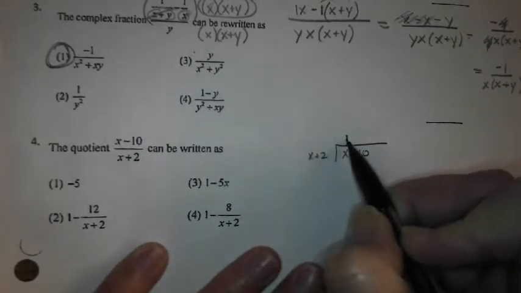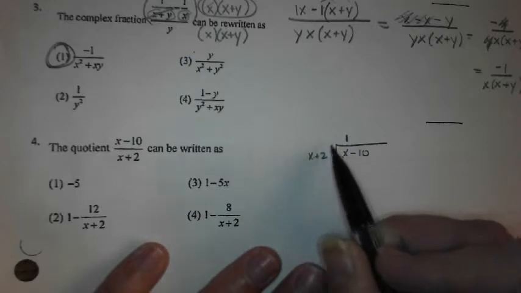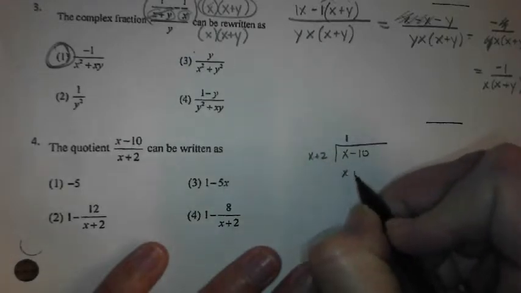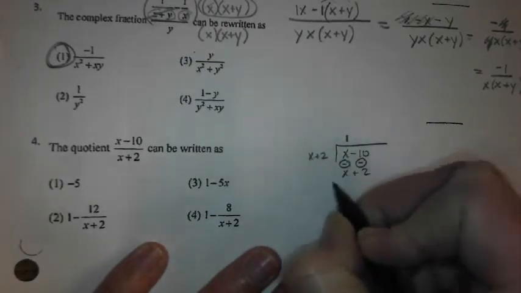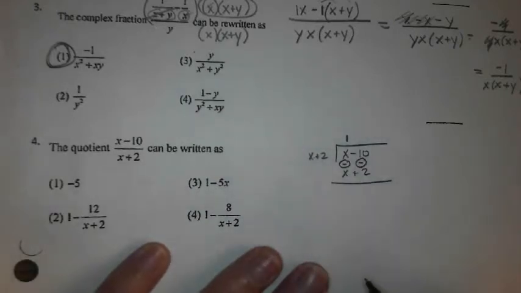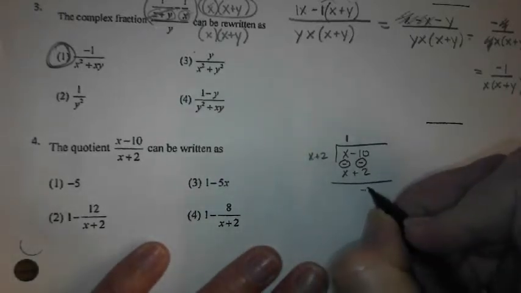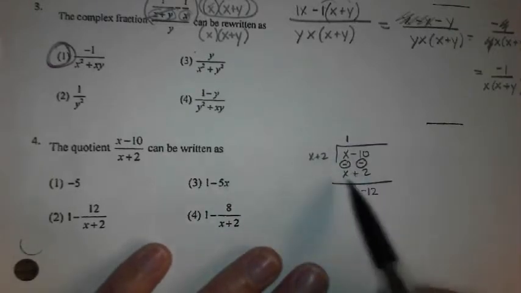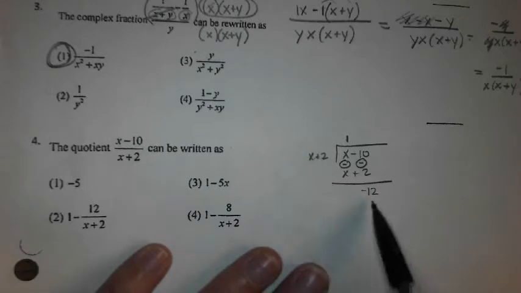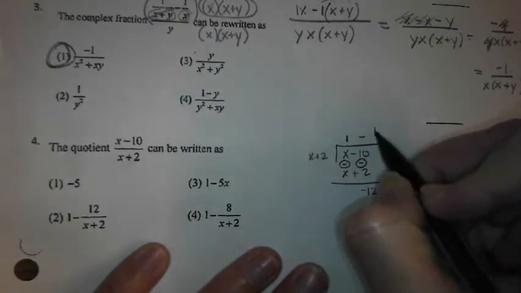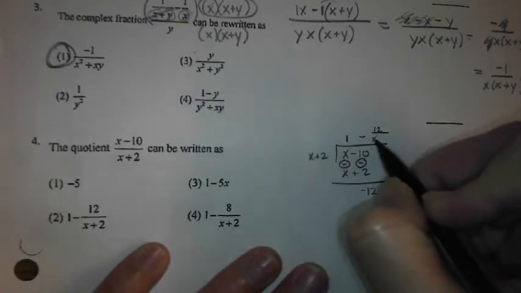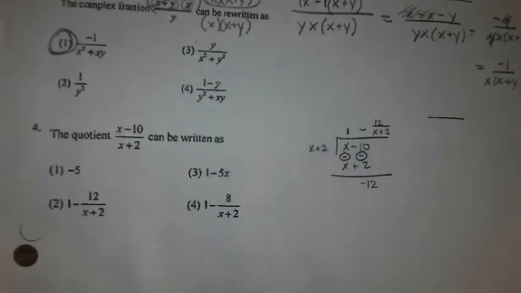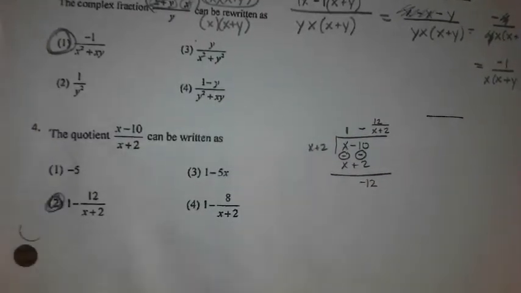X goes into x once. You multiply that through. X plus 2 times 1 is just x plus 2. Do your subtraction. X minus x is gone. Negative 10 minus 2 is negative 12. And you have no remainder. Or that is your remainder, rather. You can't bring anything down. X doesn't go into negative 12. So you just have minus 12 over your divisor, x plus 2. And the answer there is 2.